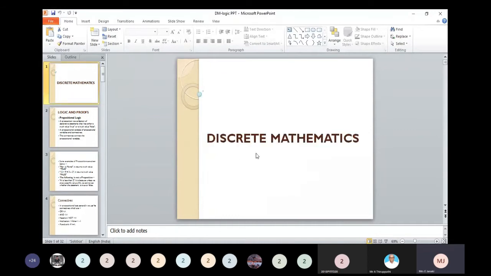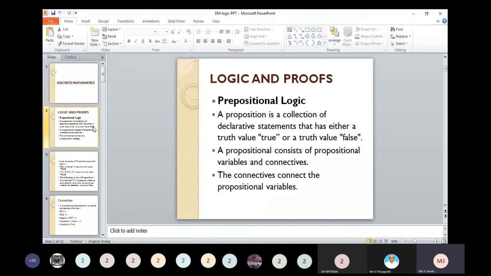The first topic is discrete mathematics. The first topic is logic and proof. First, what is propositional logic?